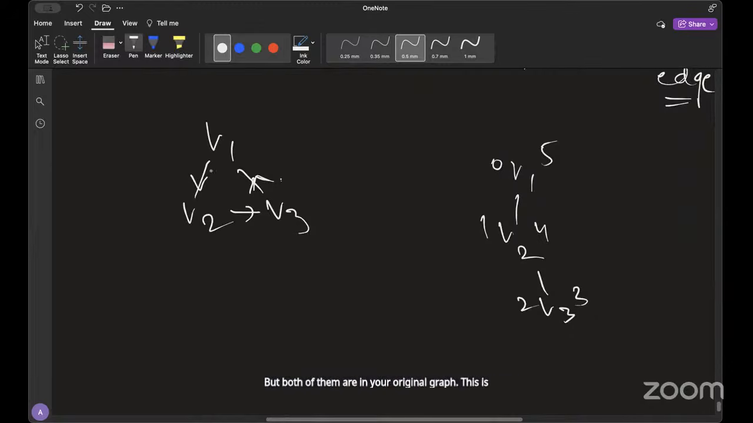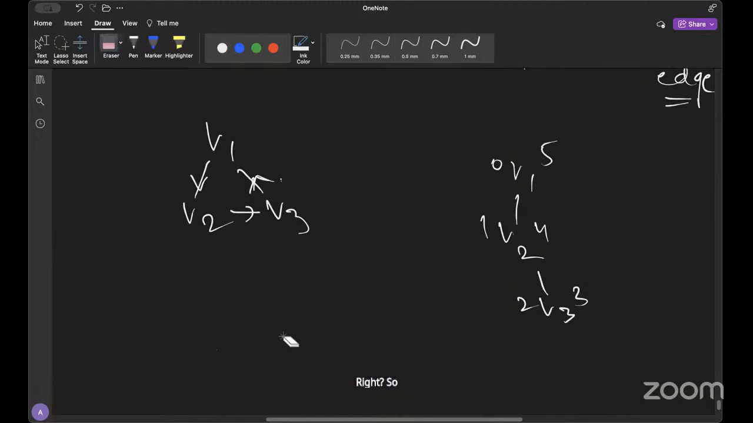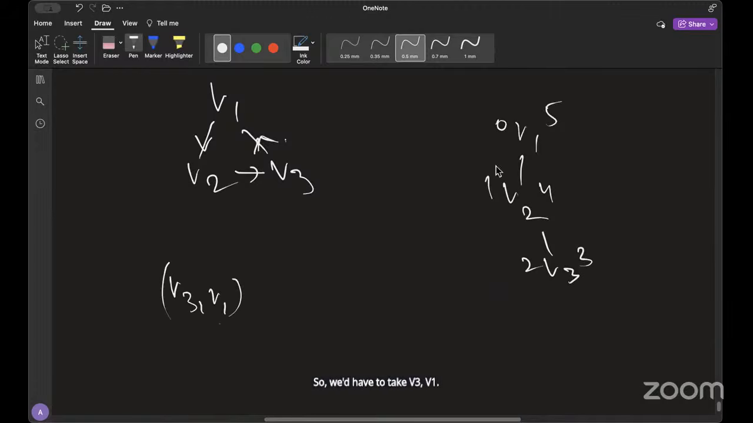But both of them are in your original graph. This is your original graph, so they should be in the original graph. So V1, V3 is not even an edge this time, right? So we can't discuss whether it's a non-tree edge or tree edge, because it's not even an edge. So we'll have to take V3, V1. V1, V2 is a tree edge. V2, V3 is a tree edge. V3, V1 is a non-tree edge.